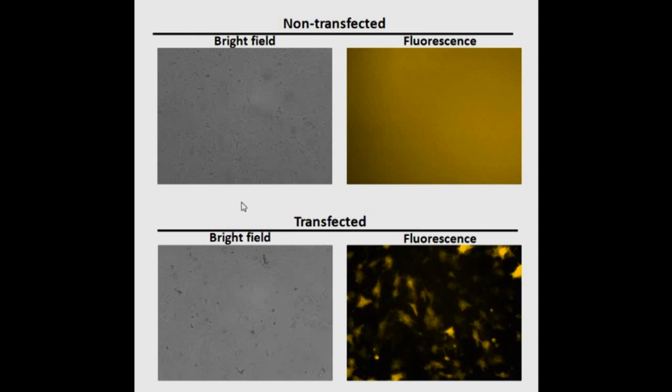These are the non-transfected cells and these are the transfected cells. As we can see clearly, there is fluorescence in transfected cells and only background in non-transfected cells. So this confirms the transfection, but further we have to analyze for the specific protein of interest using Western blot.